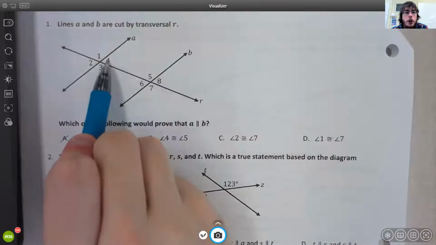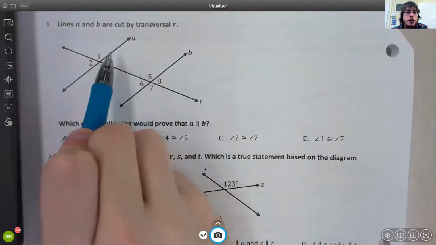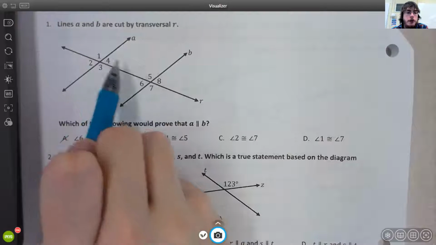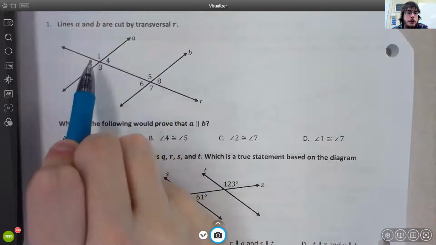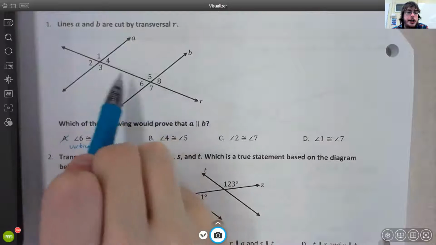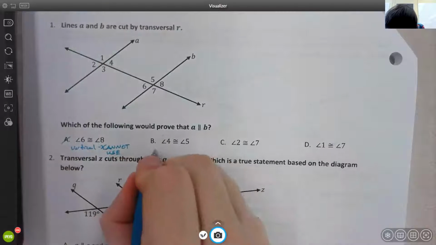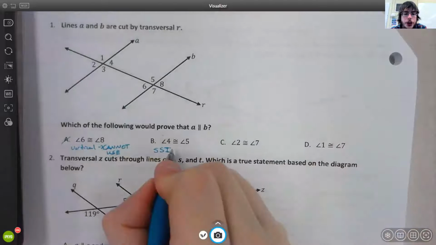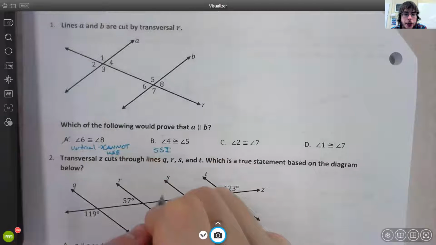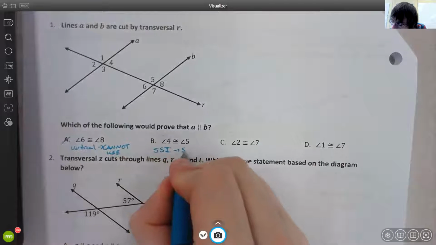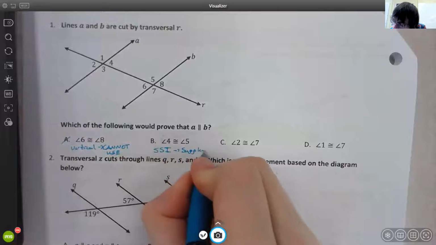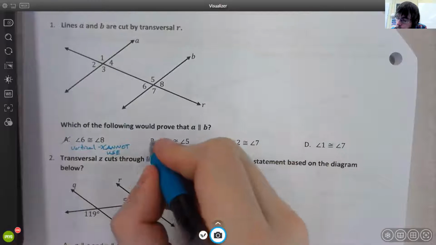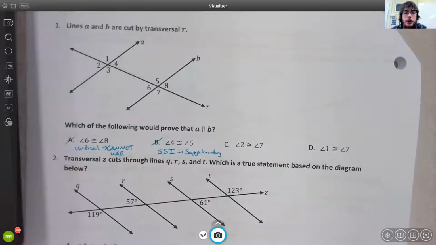We have angle 4 and 5. Well, what type of angles are angles 4 and 5? Well, 4 and 5 are on the same side of the transversal, and they're both in the interior. So these are same side interior angles. Now, should same side interior angles be congruent? No. Just like we discussed a little bit earlier, they should be supplementary. So we know that B cannot work either.